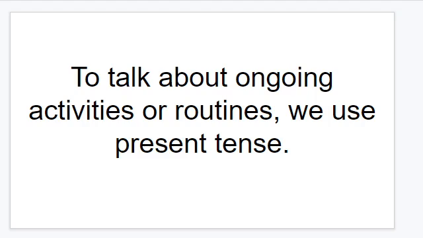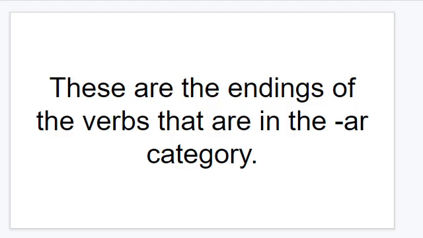We use the present tense when we talk about things that happen every day, every month, actions that take place in the morning or at night, or things that we do at 12 p.m., things that we do at 6 p.m. These are routine. These are things that we do. And this is the present tense. All right?